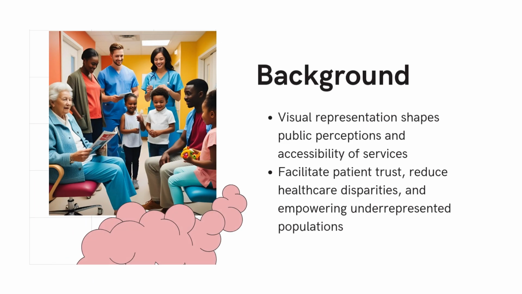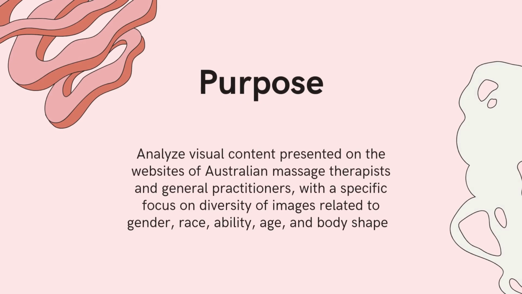In a world with ever-changing viewpoints on diversity and inclusion, we were interested in just how well different healthcare practitioner websites were able to represent the populations they serve, and what that meant to the patients, as we know that good representation is critical to facilitating patient trust, reducing healthcare disparities, and empowering underrepresented populations. Therefore, our goal was to analyze the visual content presented on the websites of Australian massage therapists and general practitioners, with a specific focus on diversity of images related to gender, race, ability, age, and body shape.